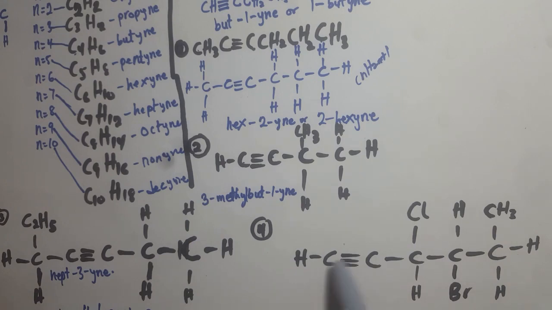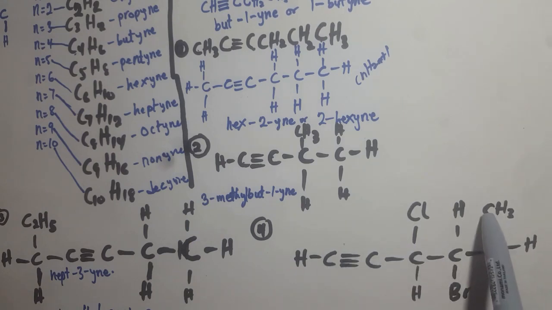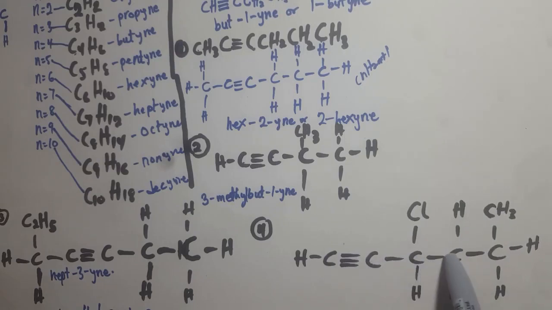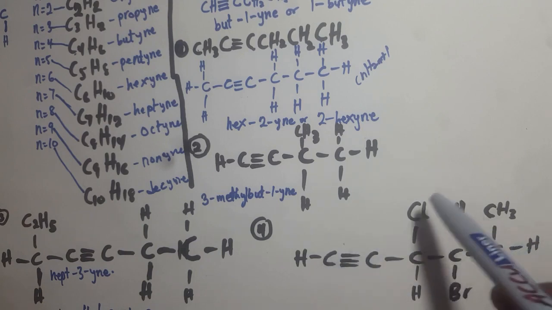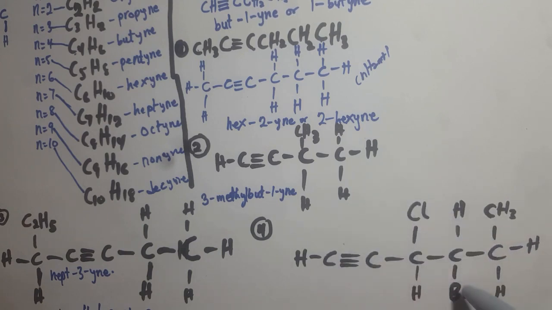So let's see. You have 1, 2, 3, 4, 5. Now take note, this is a sixth one: 1, 2, 3, 4, 5, 6. So now you know how to identify the longest chain. The triple bond is found on the first carbon, and you can realize you have Cl here, Br here.